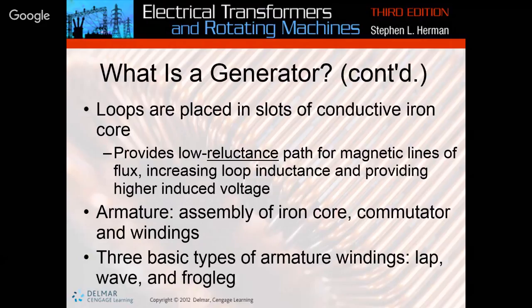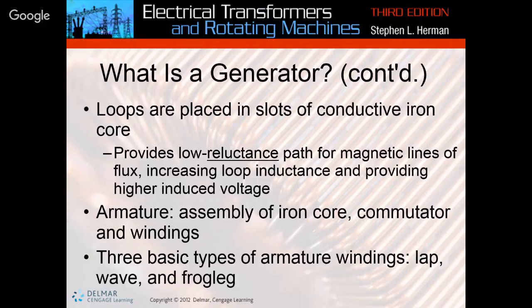Excellent, thanks, sir. That's page 10 right here in our book, right? He pretty much read the exact definition right off the page in his manual. Reluctance is a resistance to magnetism. So by adding all of these loops, we're going to provide a low reluctance. We want it to get magnetized. A low reluctance path for magnetic lines, plus increasing the loop inductance and providing a higher induced voltage.